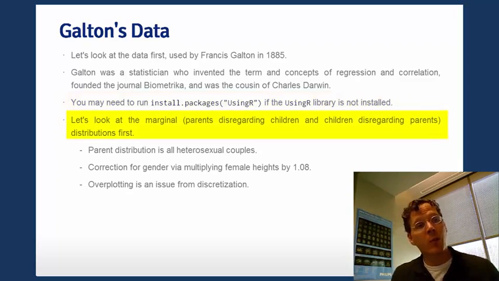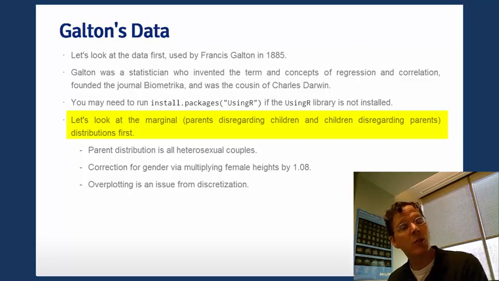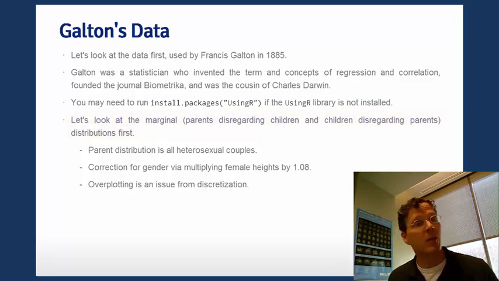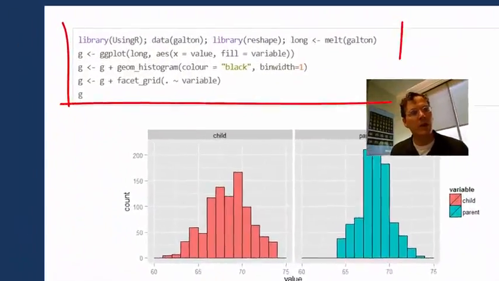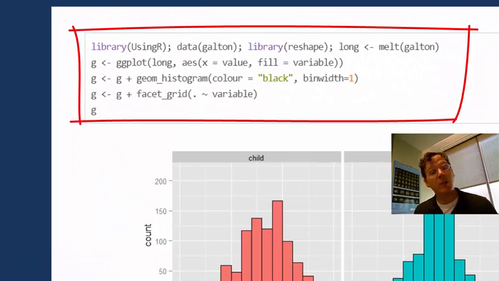So let's first look at the marginal distribution of the parents, in other words, the distribution of the parents disregarding children, and the marginal distribution of the children disregarding parents. The parent distribution is all heterosexual couples, correcting for sex, I guess, by multiplying the female heights by 1.08. Here I give my ggplot commands for creating the two histograms.